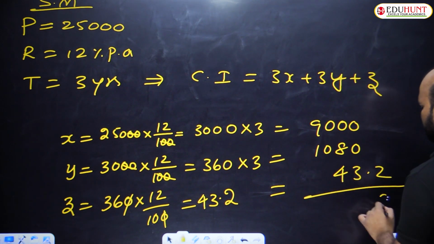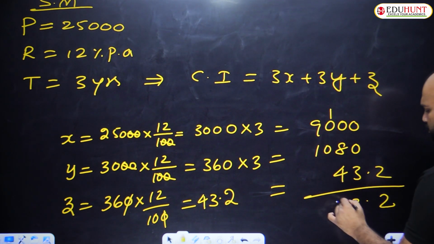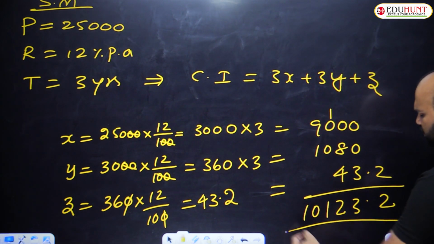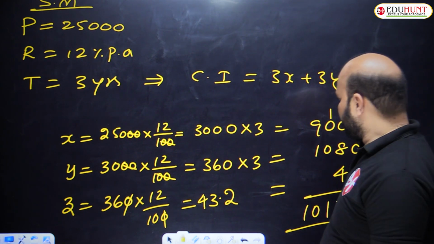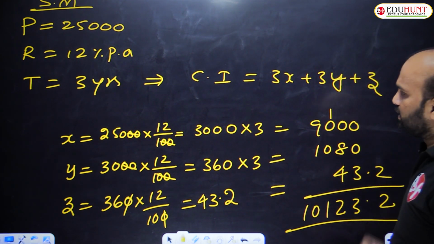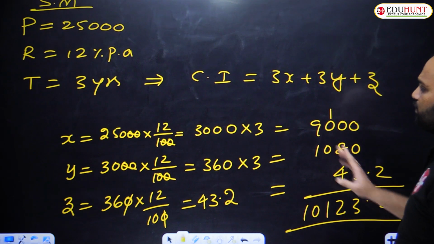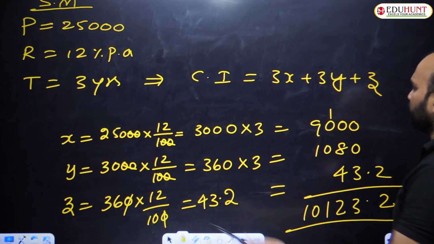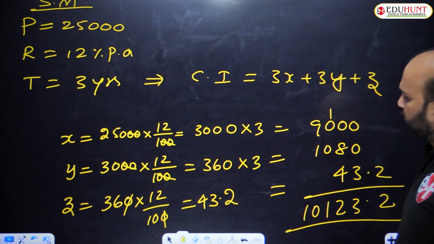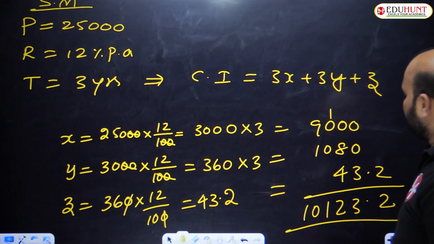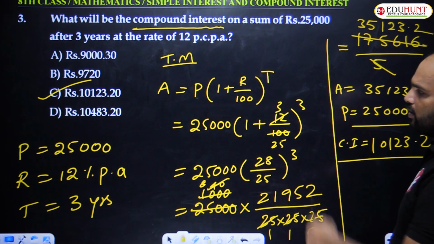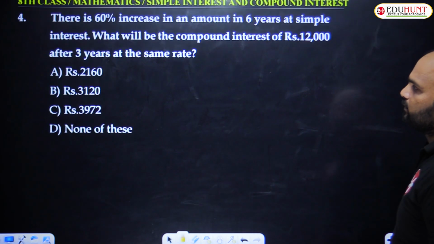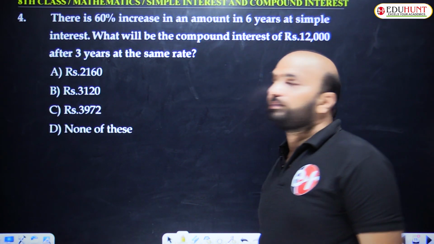What is the total? 10,123.2. Am I clear? This is easy to simplify by using the Pascal method. So if 3 years is given, you can apply the 3 years formula. If 2 years is given, 2 years formula, 2x plus y. So 10,123.20. Option C is right answer. Am I clear? So let's go to question number 4.